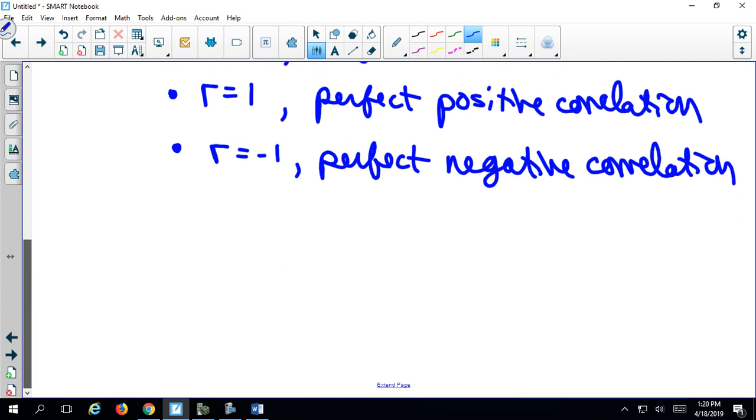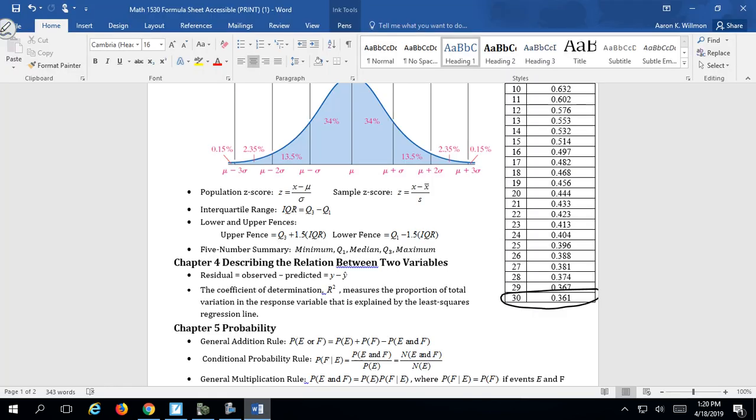The critical value table only has positive R values on it. So if your correlation coefficient is negative, you just take the absolute value of it, make it positive, and then compare. So we don't have two tables that look exactly the same, except one's positive, one's negative, okay? If your correlation coefficient's negative, take the absolute value, change it to a positive number, and compare it, okay?